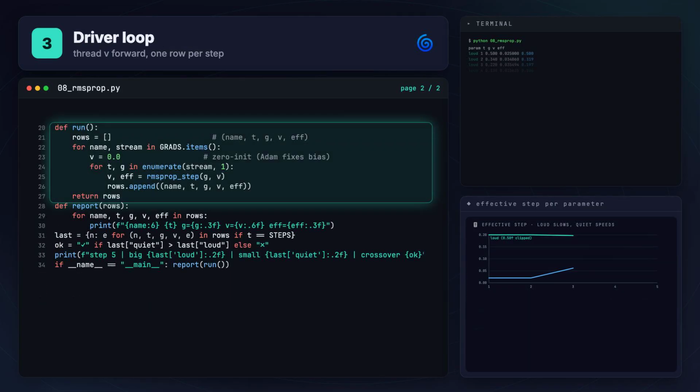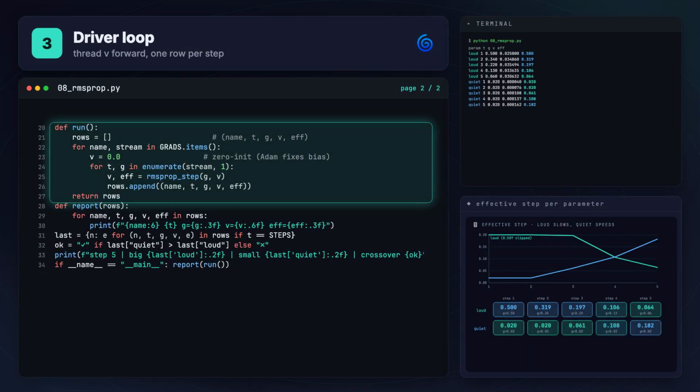The driver loop, for each of the 5 steps, for each of the 3 parameters, call RMSProp step, thread the updated V back in for next iteration, and record raw g, running V, and effective step into a table. This is the per parameter per step history, the exact grid the figure draws. We keep it as a plain list of rows, so the print and the figure read from one source of truth.